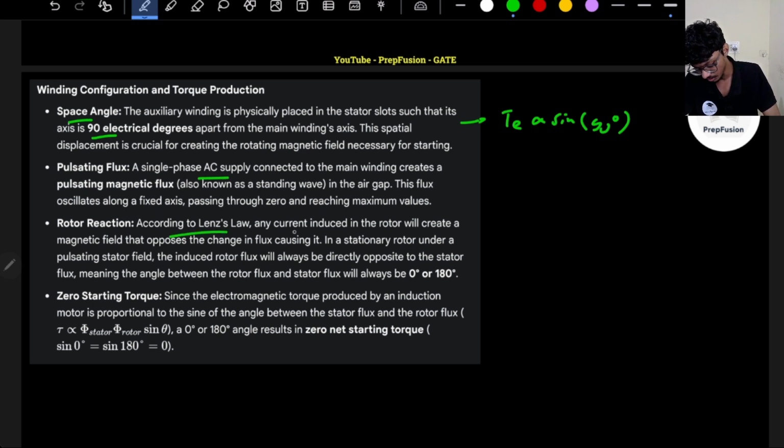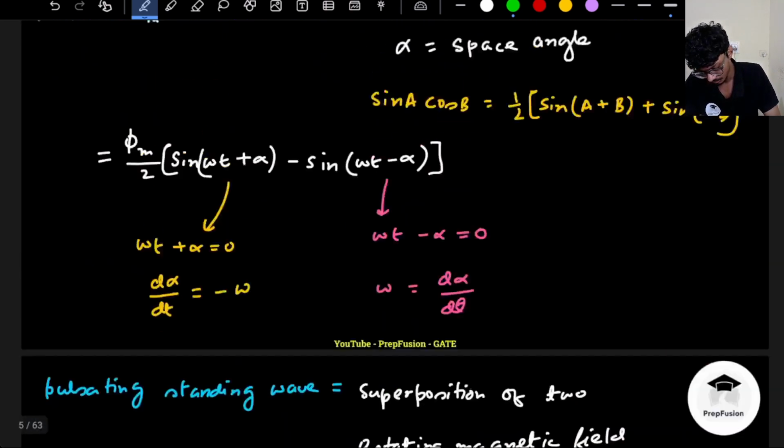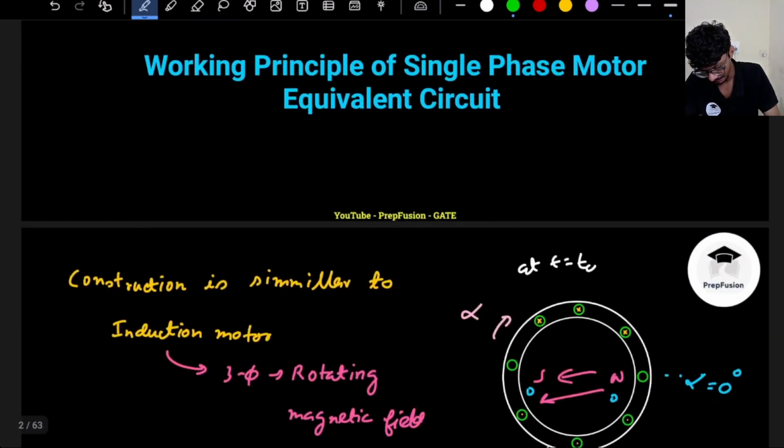According to Lenz's law, any current induced in the rotor will create a magnetic field that opposes the change in the flux causing it. In a stationary rotor under a pulsating stator field, the induced rotor flux will always be directly opposite to the stator flux, meaning the angle between the rotor and stator will be 0 or 180. What do I mean by it? If you see this explanation, same explanation right here.